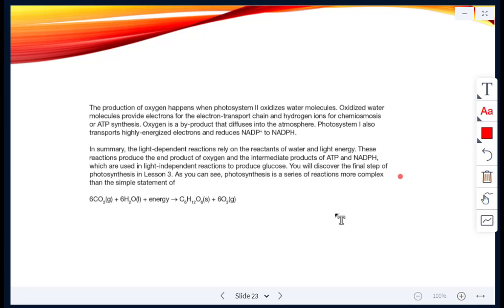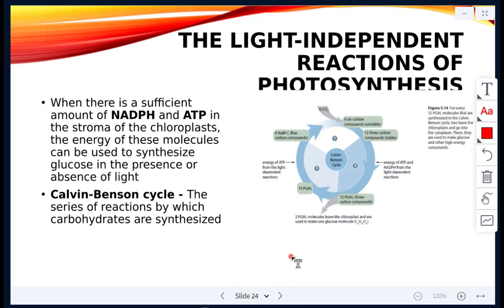So again, photosynthesis is a series of reactions that are more complex than just this simple statement of carbon dioxide plus water plus energy produces glucose and oxygen. All right, so we'll look at light-independent reactions next class.